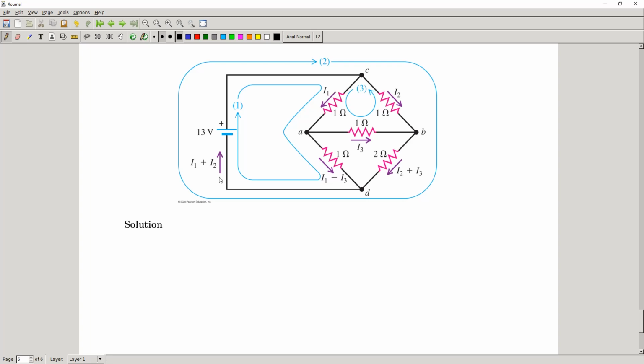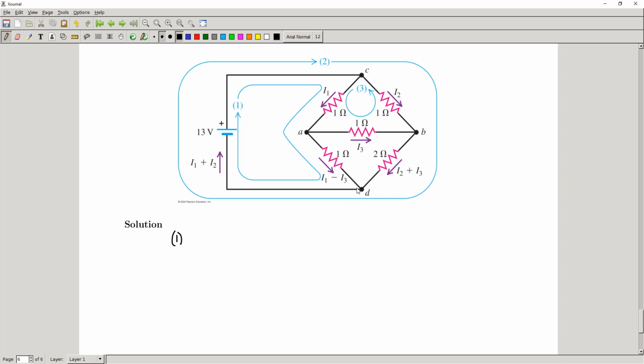Okay, so let's take a look at loop 1. We're going to go around the loop. Let's start off at point D here. We're going to go around the loop like this, across our EMF, around, and we're doing loop 1. So we're going to go in through here, right? So this is loop 1. Let's add up all the terms.